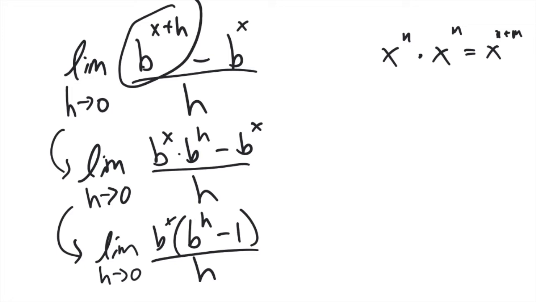And what we could look at is this part right here that has a b to the h minus 1 all over h. And remember, b is a constant. It's just an arbitrary constant right now.